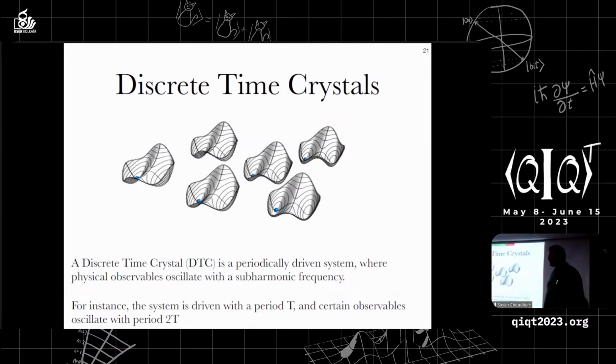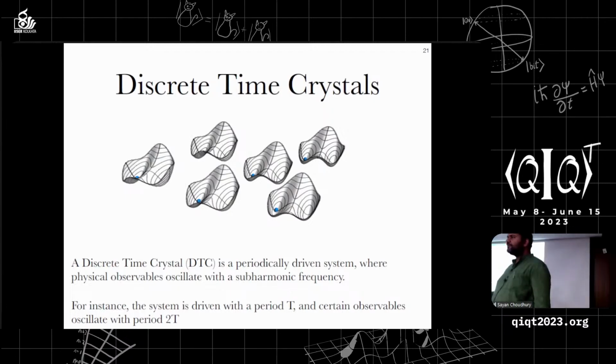But the idea of this discrete time crystal is that you are periodically driving the system, but physical observables in the system oscillate with a subharmonic frequency. The simplest example is if you periodically drive the system with period T, observables in the system oscillate with a period 2T, or in general oscillate with a period NT. So you have broken the discrete time translation symmetry in the system.